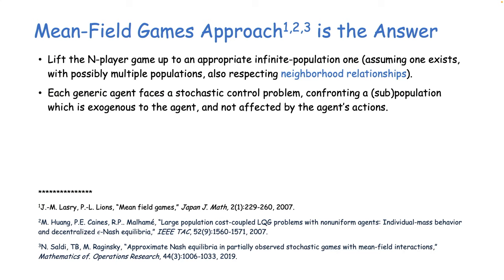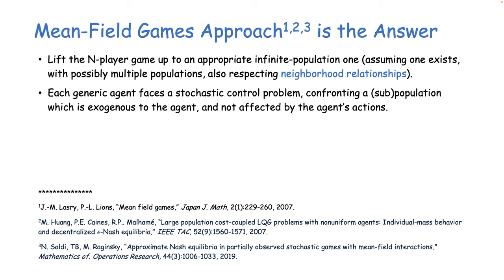So you lift the n-player game, assuming that you have a sufficiently large number of players, which in many applications actually turns out to be the case. You lift the n-player game up to an appropriate infinite population game, assuming that one exists, and in many scenarios one can prove that it exists. And you could even have multiple populations, as I indicated in the consensus-dissensus problem at the beginning. You can have multiple neighborhoods arising, and they are farther away from each other. So you can view that as multiple populations. Each population has an infinite number of players. And so this also has to respect neighborhood relationships.